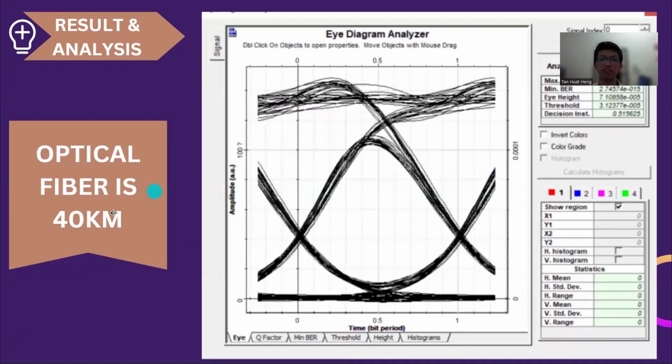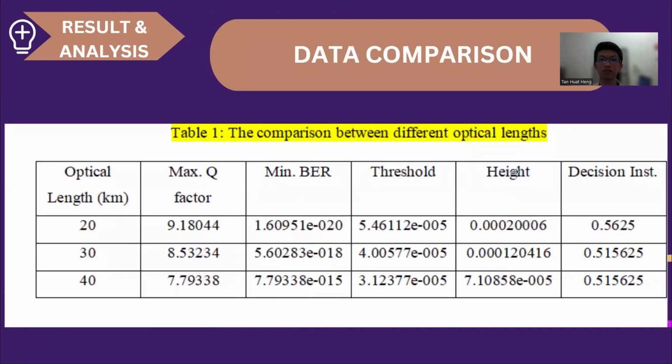For optical fiber of 40 kilometers, the eye diagram analyzer obtains a waveform result like this. Okay, so this is the data comparison.